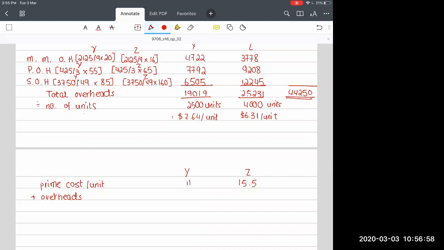तो product Y की बात करें तो it's 19019 divided by 2,500. That is 7.61. My mistake, it's not 7.64, it's 7.61. And the other is 6.31. So now we can add overheads to the cost to determine the total cost. The product Y की total cost comes to 18.61, and this is 21.81.